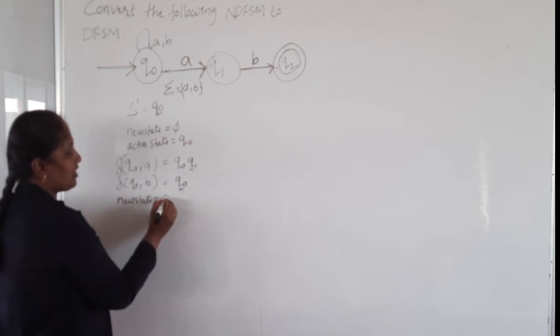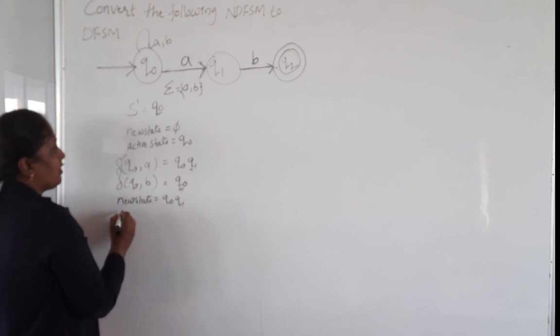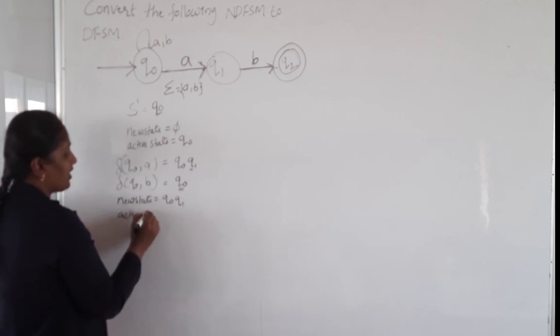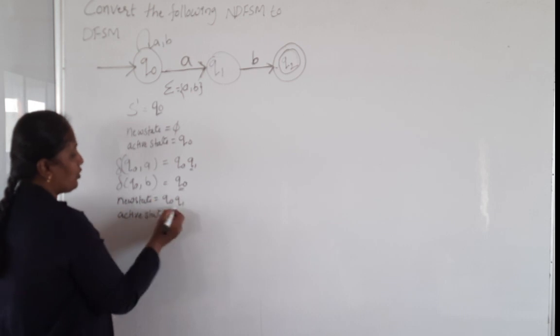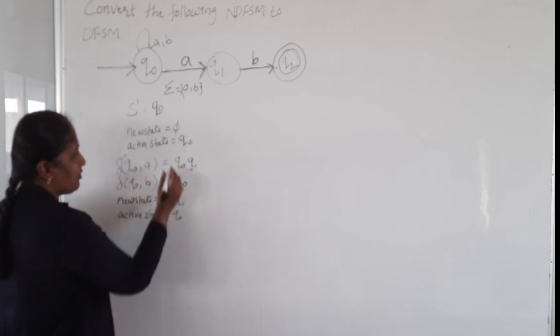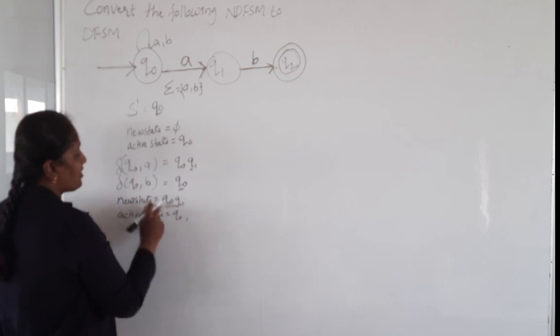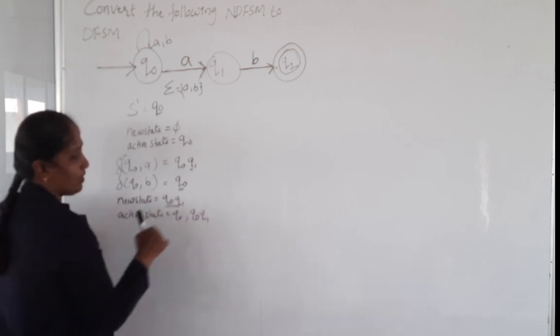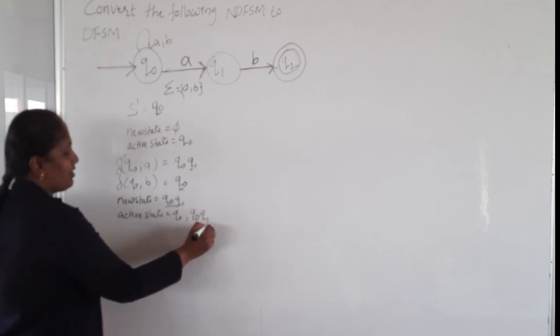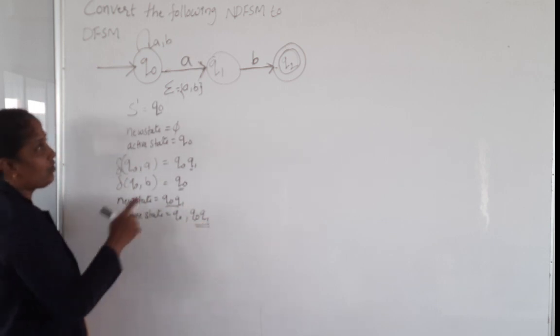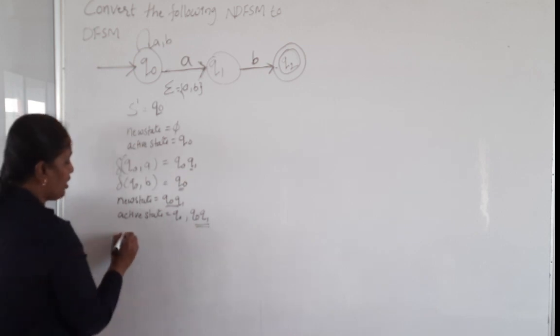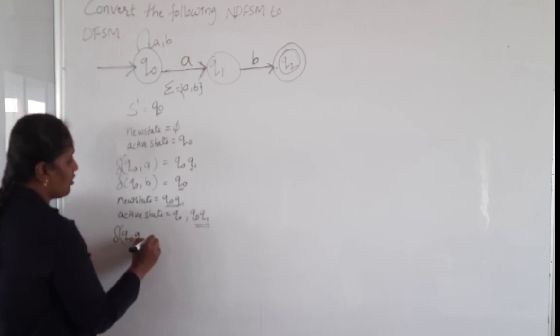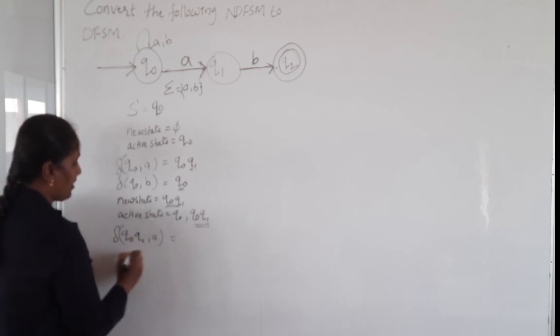What is the next new state? That is Q0, Q1. And what is my active state now? Active state equal to one of the new states. So I will write the previous value of the active state, and next I will consider the new state, that is Q0, Q1. Next, I should find the transition for this new state for the given input symbols A and B. So I will write here Q0, Q1: transition of Q0, Q1 for input symbol A. Next, transition from Q0, Q1 for input symbol B.